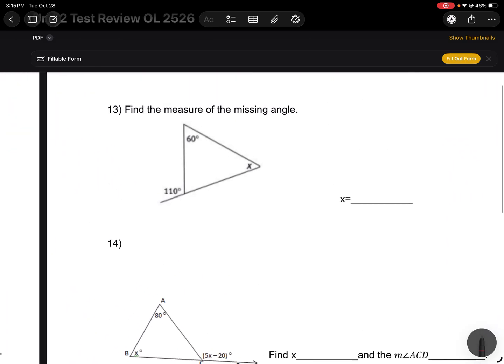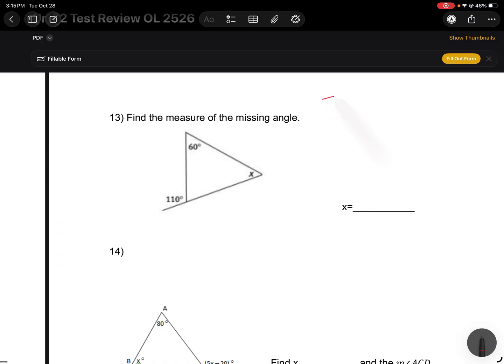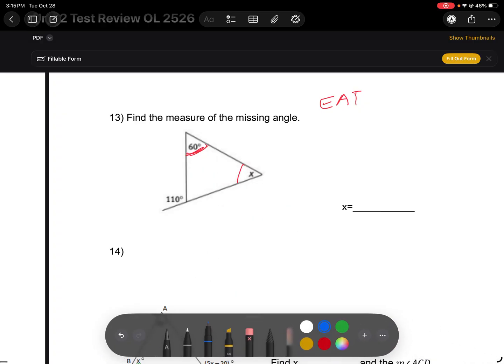Alright, and then this last page, we have our exterior angle theorem, also known as EAT. It means my two angles inside of this triangle that are not next to this angle on the outside. So as long as it's not this blue angle, it will add to be equal to the other one. So 60 plus x is equal to 110. Subtract 60 from both sides. So x is equal to 50.